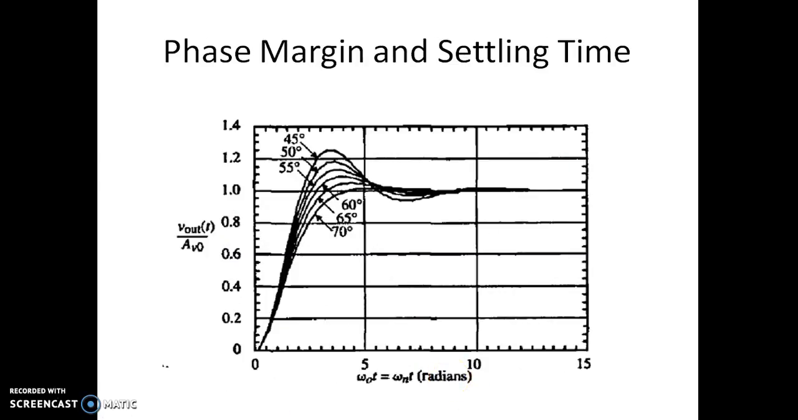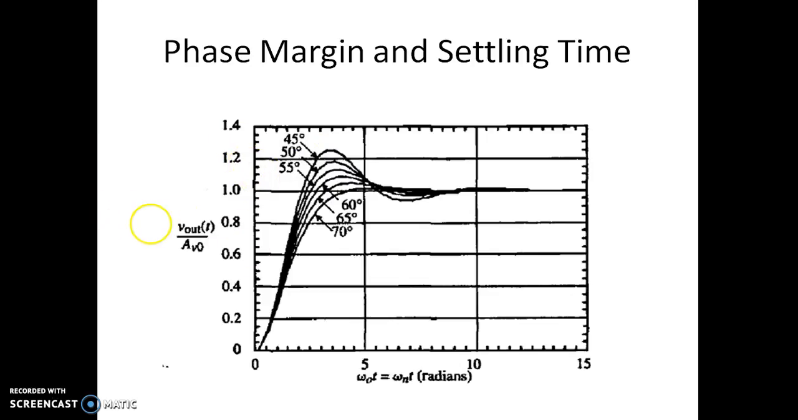Since the phase margin is very small, what is the effect of that phase margin on the settling time? This graph shows the time response of a system having different phase margins. This is the phase margin of 45 degree. It has more ripple, the MP, the maximum overshoot, is more. When the phase margin increases to 50 degree, it is slightly reduced. When it is 55 degree, it is further reduced.